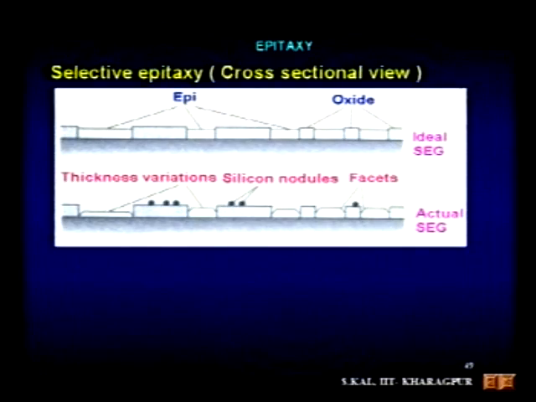Okay. Now, I will show you the cross-sectional view of the selective epitaxy. So here, the ideal selective epitaxial growth is something like that. These are the masks, this one, this one, this one. These are oxide masks, and you can use nitride also. Grooves are formed. This is the silicon substrate. So here epitaxy is formed. Here the selective epitaxial layer is formed, in this layer, in this layer, in this layer. And these are all oxide, this one, this one, this one.